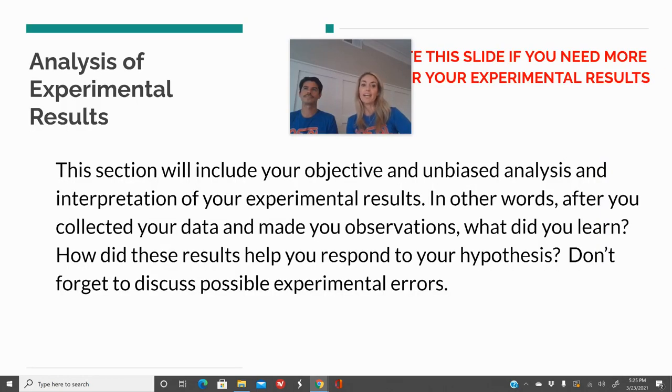On this slide, you're going to analyze your experimental results. This section will include your objective and unbiased analysis and interpretation of your experimental results. In other words, after you collected your data and made your observations, what did you learn? How did these results help you respond to your hypothesis? And don't forget to discuss possible experimental errors.